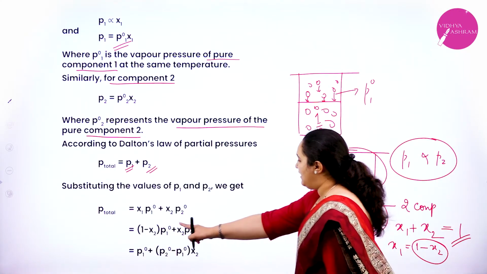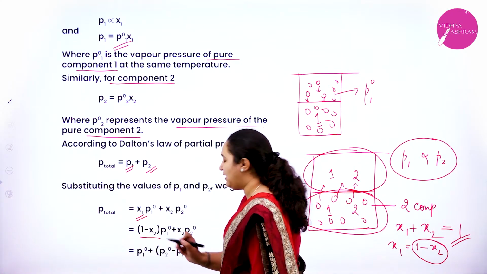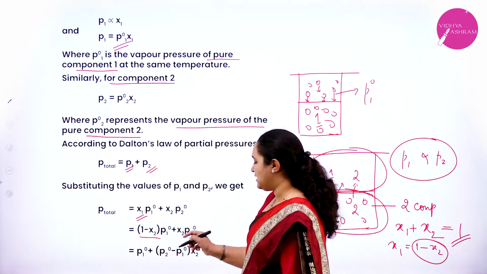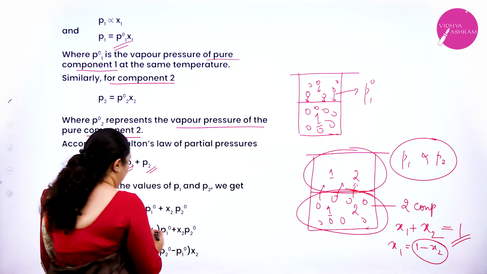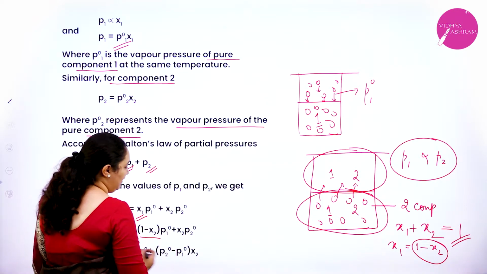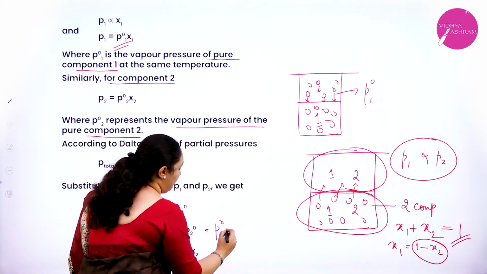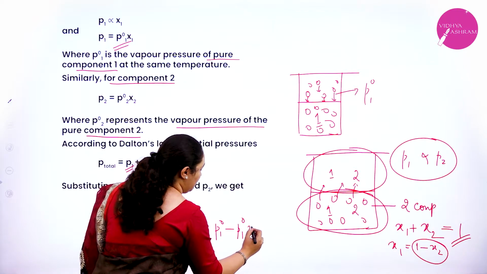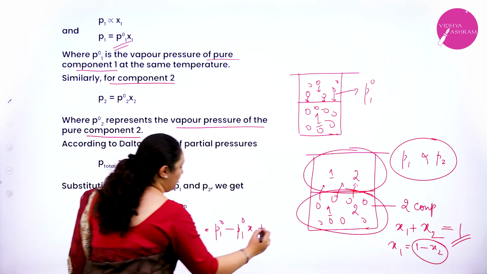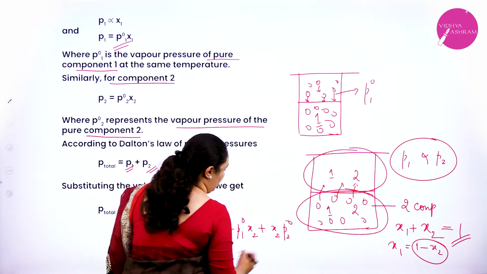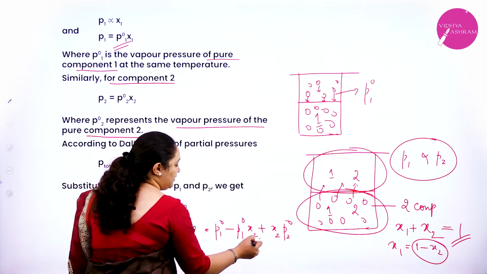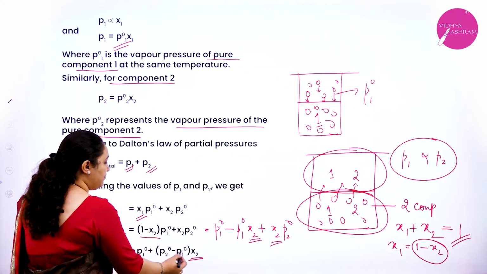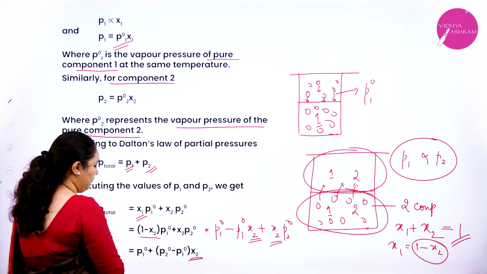So the same thing, if I substitute here, what is x1? It is 1 minus x2. So I have substituted x1 with 1 minus x2, P1 naught, plus x2 P2 naught. Then if I multiply now, 1 into P1 naught is equal to P1 naught, minus P1 naught x2, plus x2 P2 naught. Now among these two, what is common? x2 is common, so I have taken that out, x2, and written P2 naught minus P1 naught.